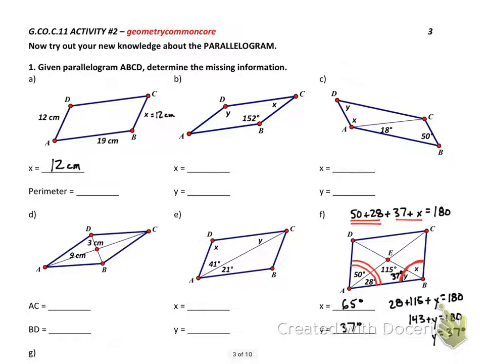All right. Now we need to solve for the perimeter of this parallelogram. So what do we do there? Add all of them up. I've got 12, 19, and 12, and 19. Add all that up. There it is. When you add all that up, you should get 62 centimeters.